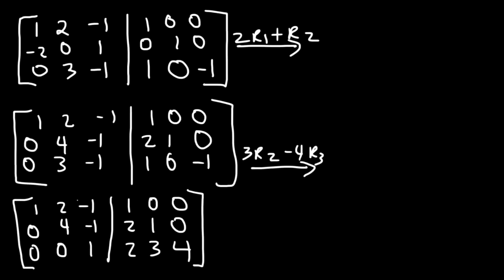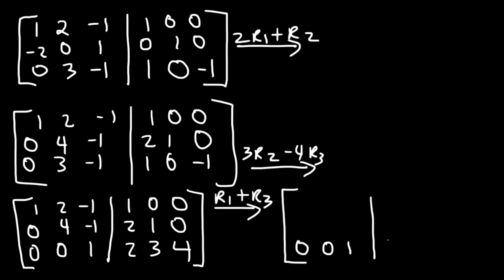Now, what we need to do is turn this number into a 0. So that's going to be straightforward. We just got to add row 1 and row 3 to accomplish that. So let's rewrite rows 2 and 3.